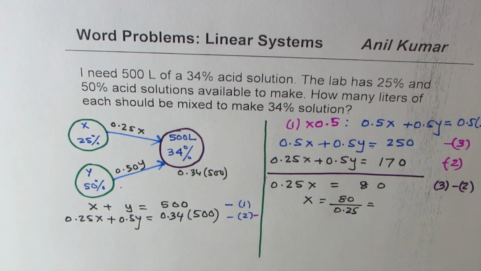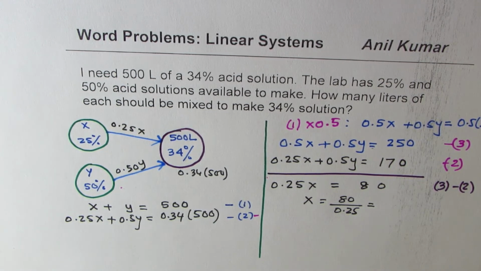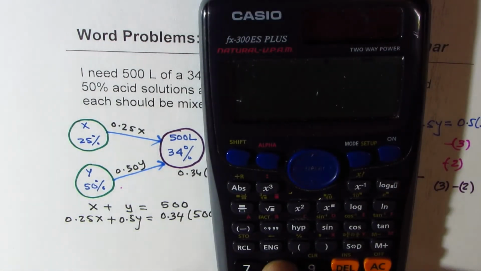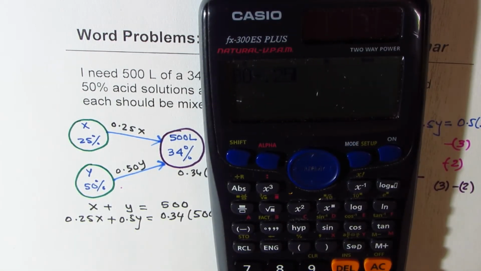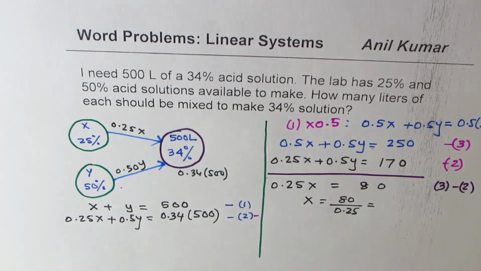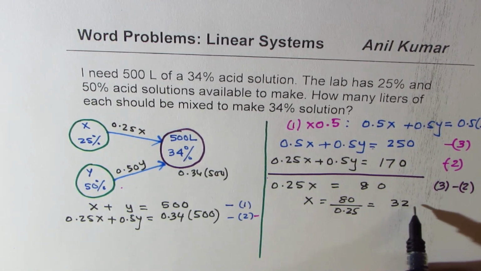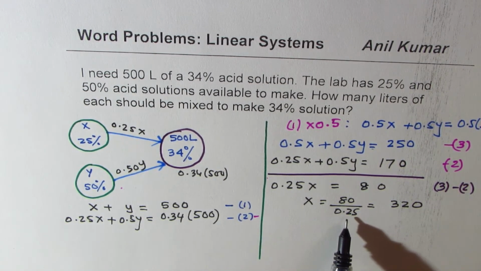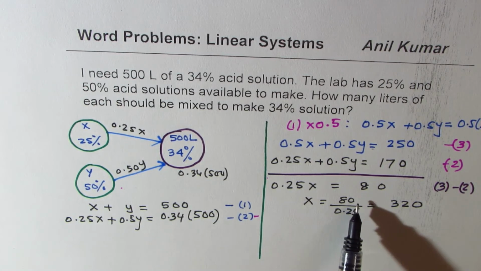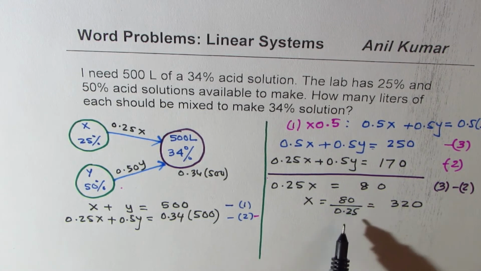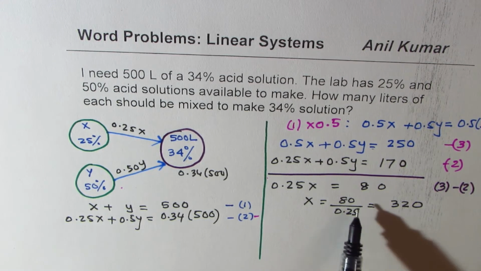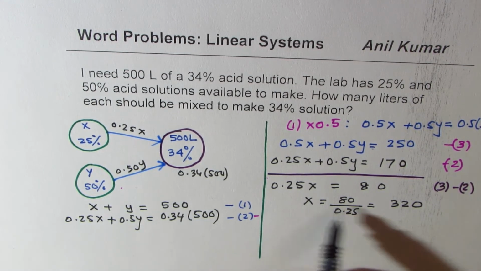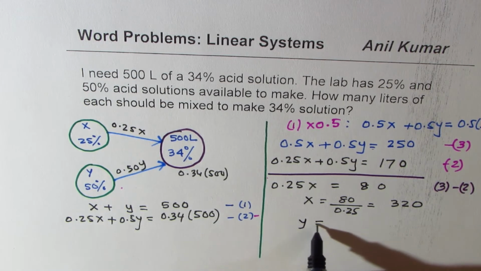This is 1/4 of this, which gives you the value of x, right? So you can use a calculator. We have 80 divided by 0.25. That gives you 320, right? So you get the value of x. Without a calculator, dividing by 0.25 is as good as multiplying by 4, or dividing by a quarter, 1 over 4, right? So times 4.